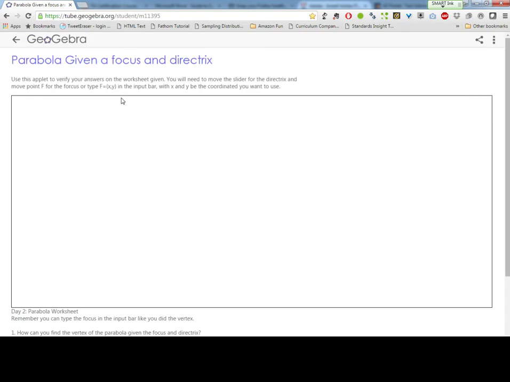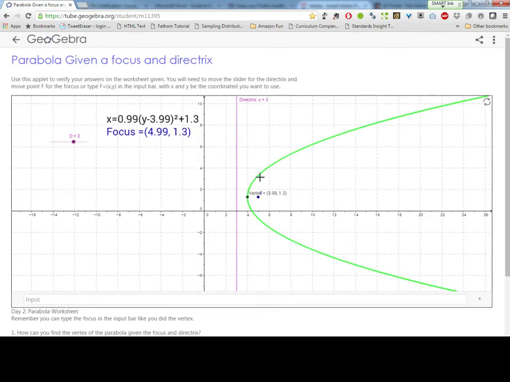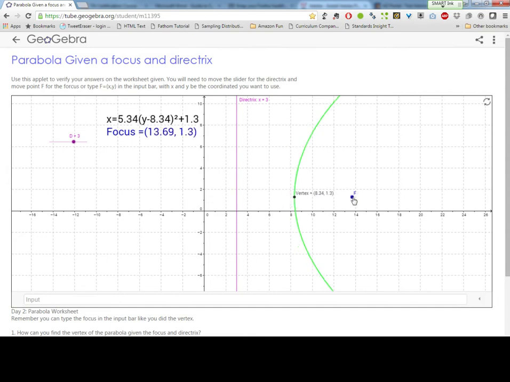GeoGebra. It's algebra and geometry together. Alright, so check it out. Here's a parabola, it's a sideways parabola, but here's a directrix, here's a focus, and as I take the focus and move it away, oh, it gets wider. So as I move it up, it's going to get wider. If I move it closer, it's going to get skinnier. Because remember, all the points have to be equidistant, don't they?